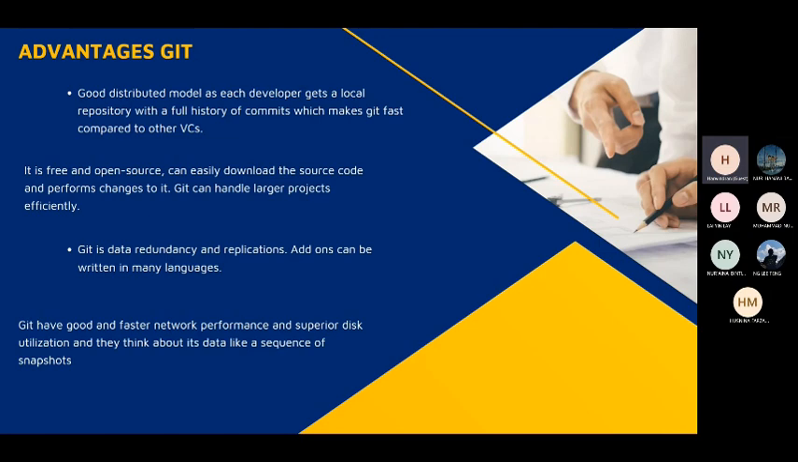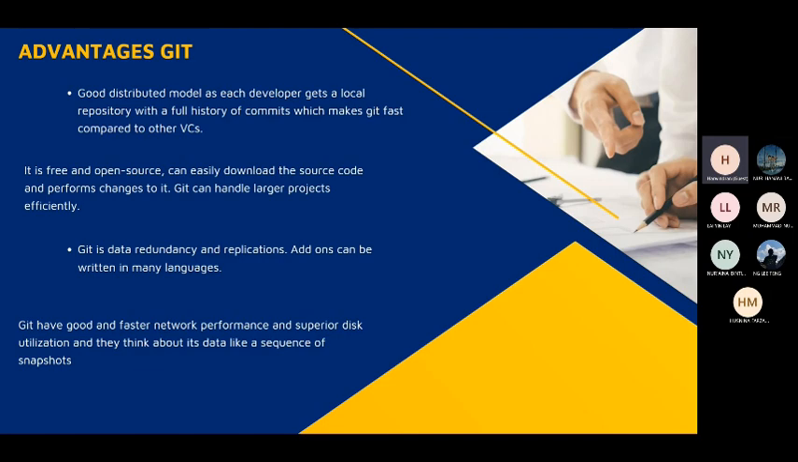Next are the advantages of Git. Git has a good distributed model, as each developer gets a local repository with a full history of commits, which makes Git fast compared to other version control systems. Then it is free and open source; you can easily download the source code and make changes to it. Git can handle larger projects efficiently. So getting Git is free. You can download and use it in your project, and it can handle larger projects.